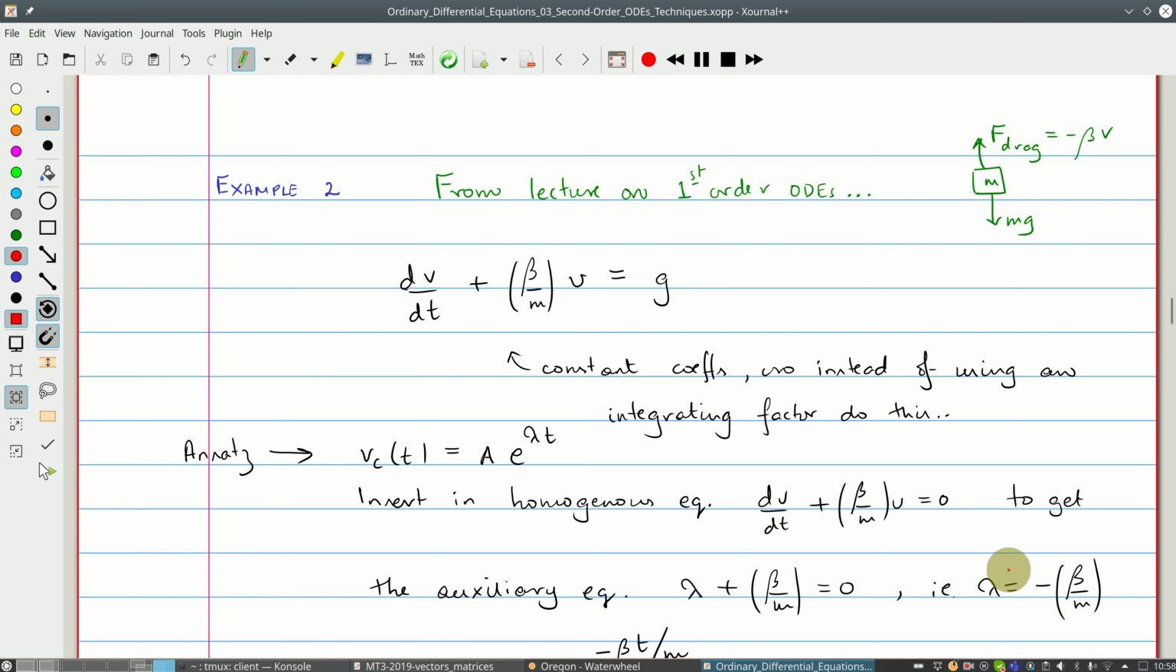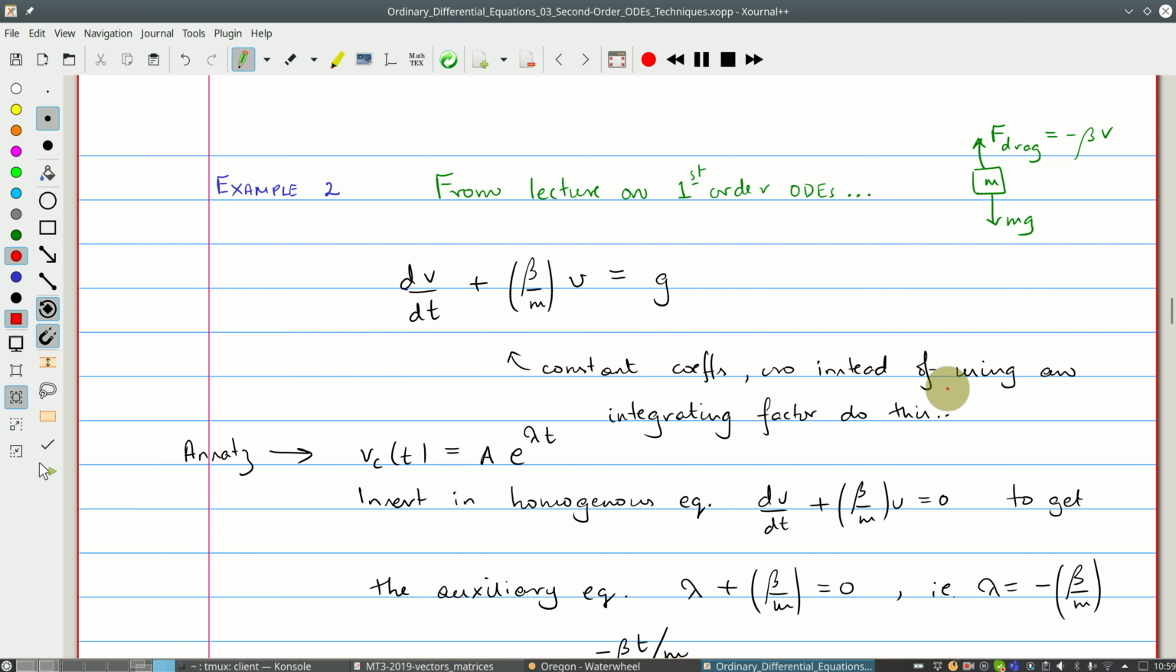Here's another example. This is taken from the lecture recording I made on first order ordinary differential equations. To remind you, we were looking at an example of a mass m falling under gravity in an atmosphere. So there was a drag force on it. It was given by minus beta times its velocity. And this led to the differential equation. I won't show you how it was got. Look at those recordings to see. It led to the differential equation dv by dt plus beta over m times the velocity is equal to g. This has constant coefficients.